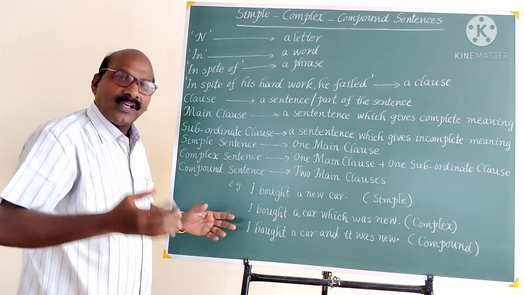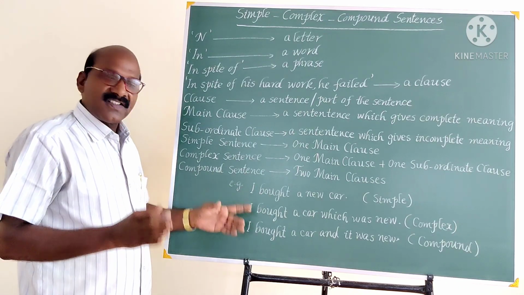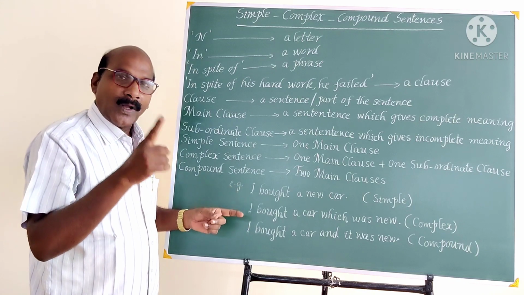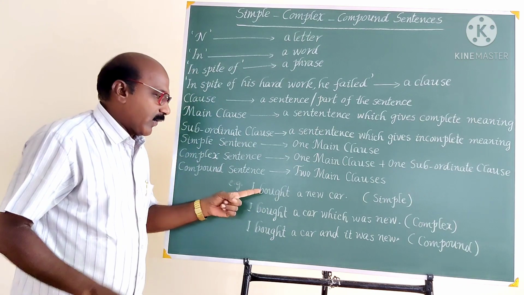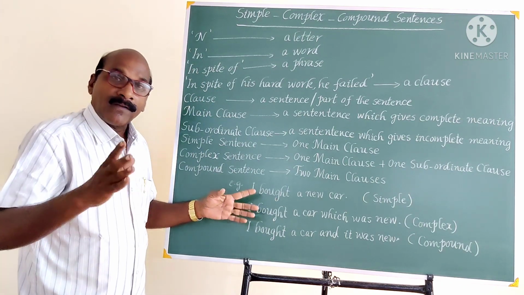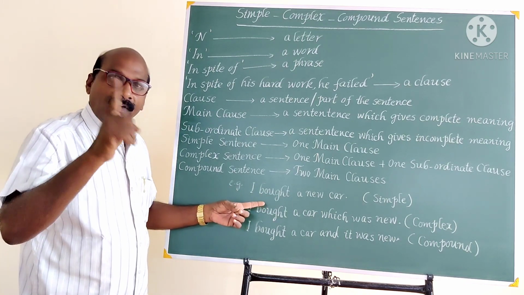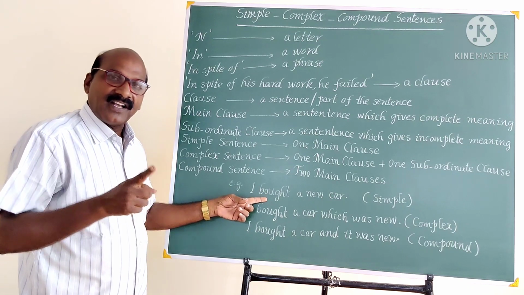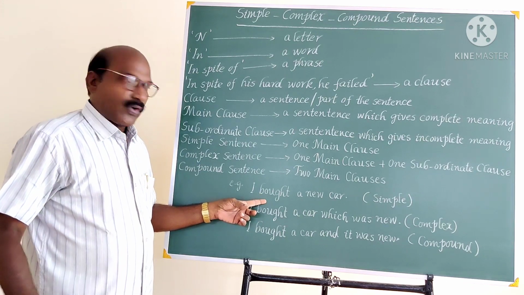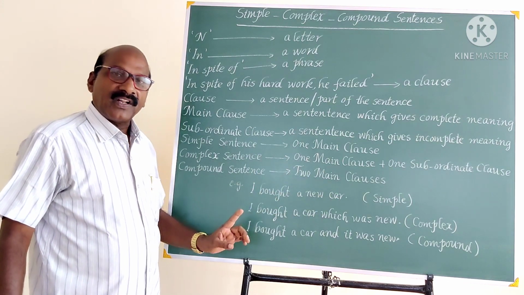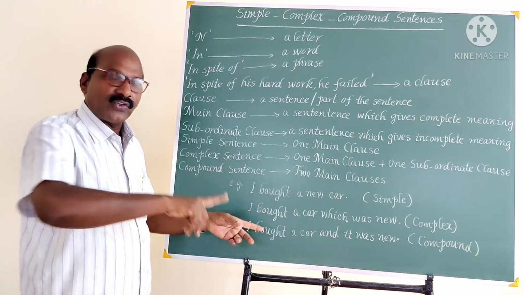How can we conclude that it has one main clause? I bought a new car. The sentence gives complete meaning, so it has only one main clause. So it is simple sentence. We can say that it has only one finite verb, a verb that indicates a tense. I bought. Only one finite verb. This verb indicates a tense, and it has only one main clause. So this is simple sentence. On the same idea, it makes no difference when we change the simple sentence into complex or complex into compound.